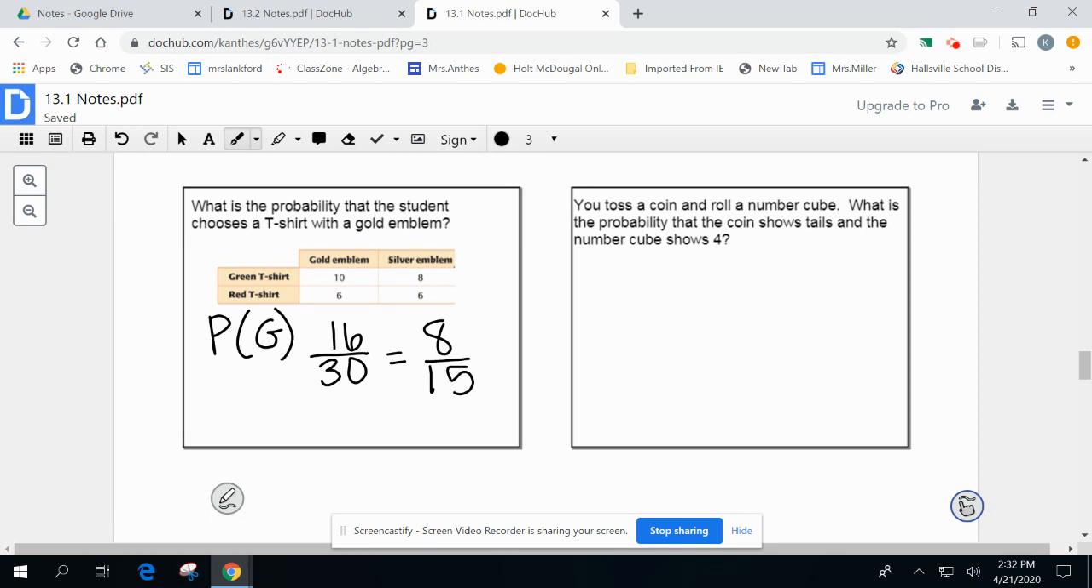Okay, the next problem: you toss a coin and roll a number cube. What's the probability that the coin shows tails and the number cube shows 4? Okay, so think about it.